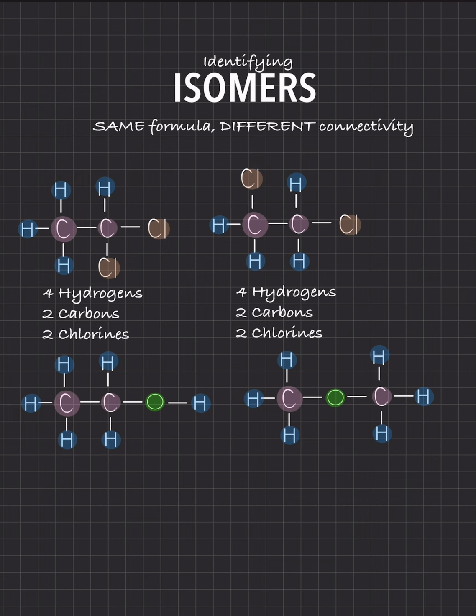Now let's go to the bottom. You have 2 carbons, 6 hydrogens, and 1 oxygen. On the molecule on the right, you have, again, 6 hydrogens, 2 carbons, and 1 oxygen. So how is it changing? The arrangement, the connectivity. If you look at the molecule on the left, you have an alcohol attached to a carbon. If you look at the molecule on the right, you have an ether, you have an ROR.